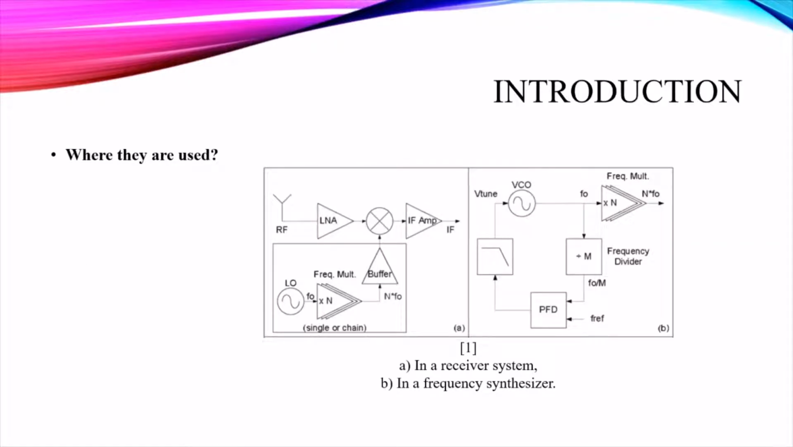Where are they used? Frequency multipliers are preferred in systems such as frequency sensors and communication systems. We said that it can be more economical to develop a lower frequency signal with lower power and less expensive devices, and then use a frequency multiplier chain to generate an output frequency in the microwave or millimeter wave region. As can be seen in the figure, a frequency multiplier is used to generate the LO signal in a receiver chain. Another example is given in figure B. A frequency multiplier is applied in a frequency synthesizer system to multiply the signal generated by the VCO.